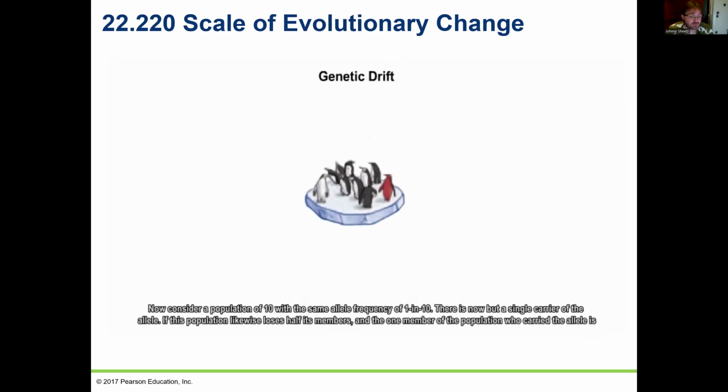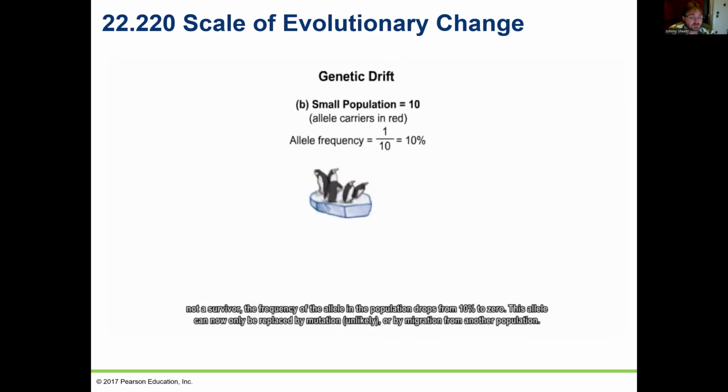Now consider a population of 10 with the same allele frequency of 1 in 10. There is now but a single carrier of the allele. If the population likewise loses half its members, and the one member of the population who carried the allele is not a survivor, the frequency of the allele in the population drops from 10% to 0. This allele can now only be replaced by mutation, unlikely, or by migration from another population. An example of genetic drift, the chance alteration of allele frequencies in a population, with such alterations having the greatest impact on small populations.